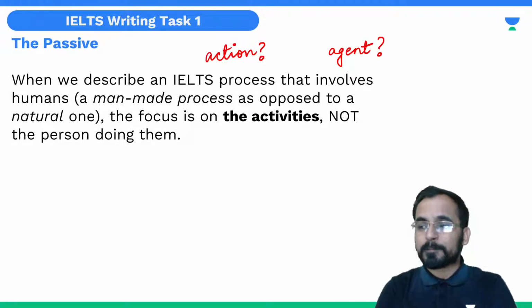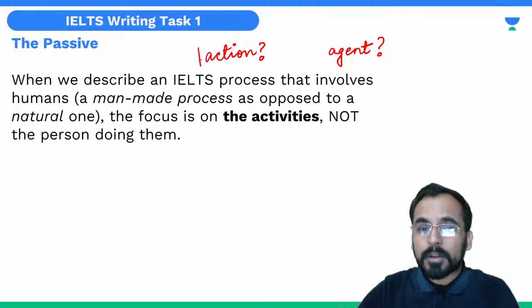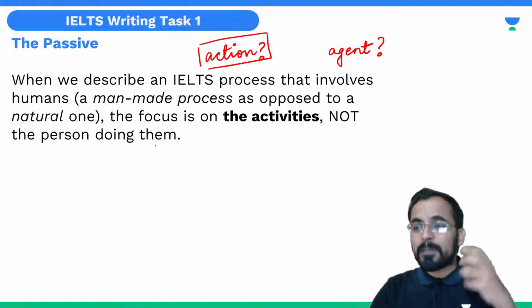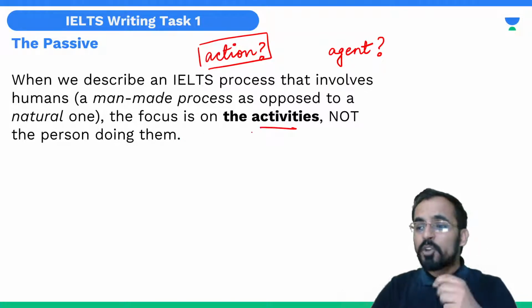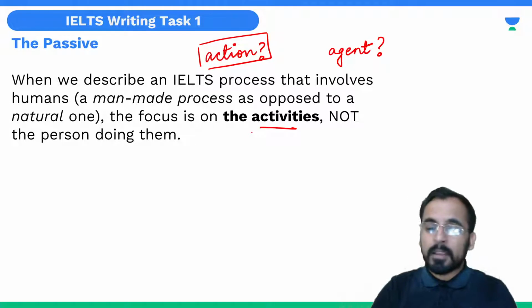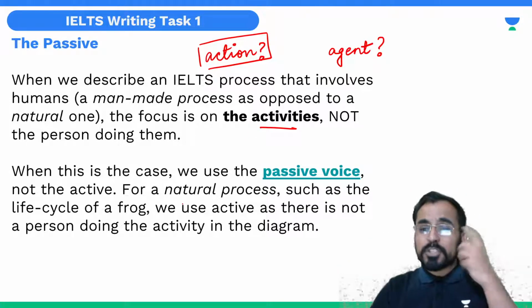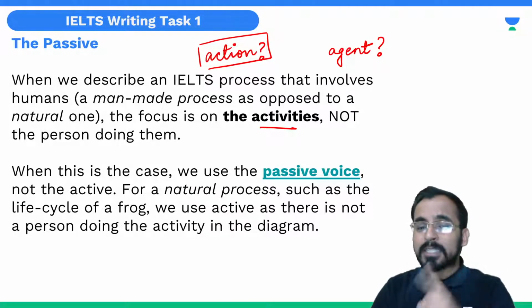What would you say? What would be more important to you? Will action be more important or will the agent be more important to us? Correct. Now action is more important. Now I have also written here, whenever you describe any IELTS process, our focus is on the activities, not on the person doing them. Now I'll give you an example also in the later slide. So जब ये case होता है, we use the passive voice, not the active. I hope now it's clear.